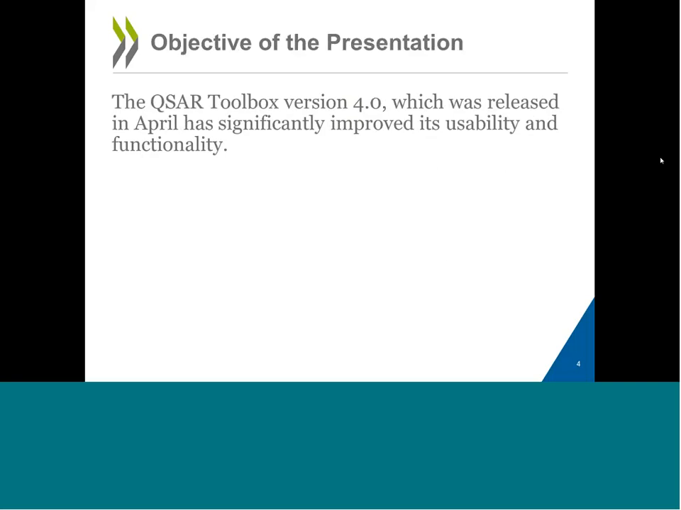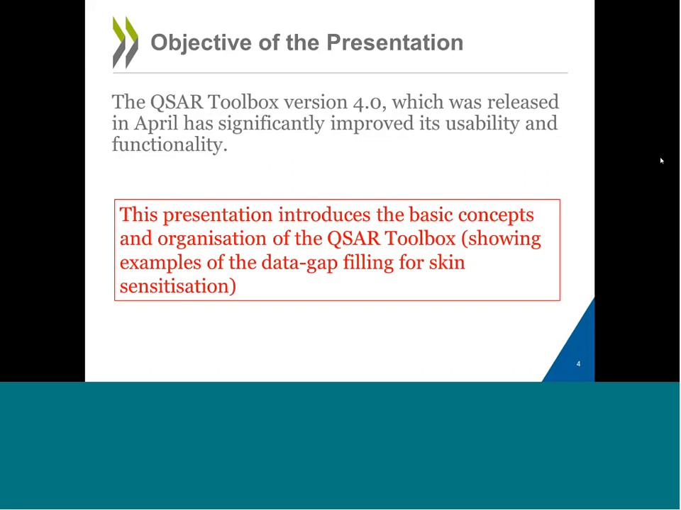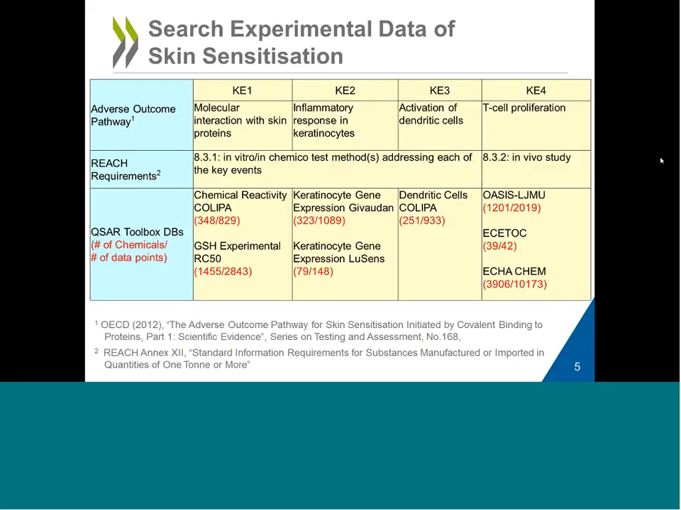The QSAR Toolbox version 4.0, which was released in April, has significantly improved its usability and functionality. This presentation introduces the basic concept and organization of the QSAR Toolbox, showing examples of data gathering for skin sensitization. The mechanism of skin sensitization is described in an OECD guidance document on the adverse outcome pathway, AOP. The AOP of skin sensitization consists of four key events: molecular interaction with skin proteins, inflammatory response in keratinocytes, activation of dendritic cells, and T cell proliferation.